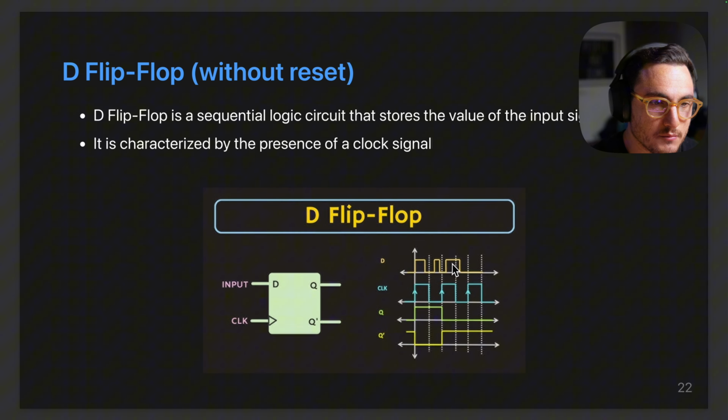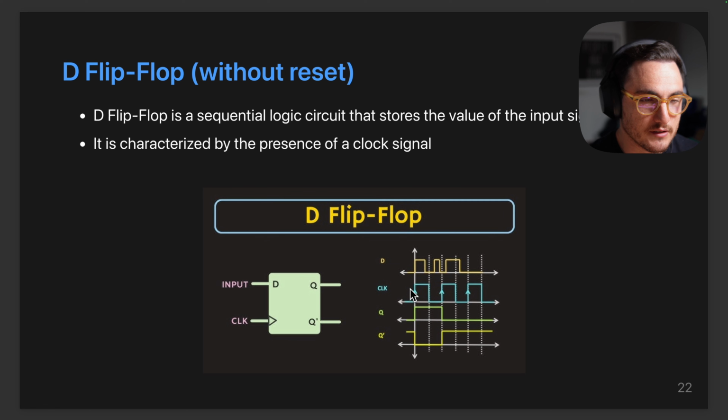So we missed some information in terms of what happened to D and what happened to Q, but this is not the point. The point is that Q follows D on the rising edge of the clock cycle. So this is how the D flip-flop works.